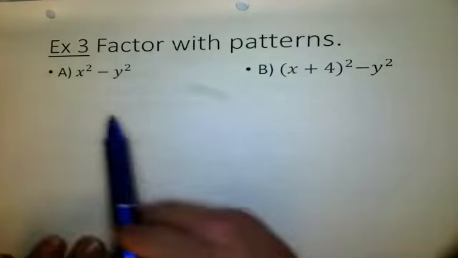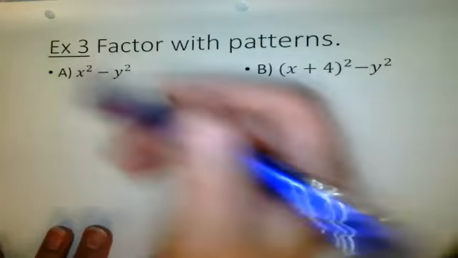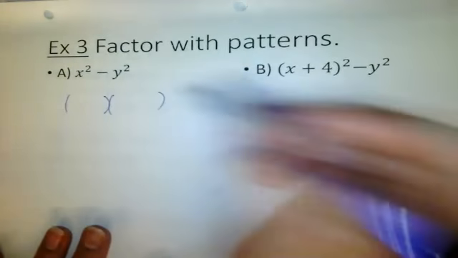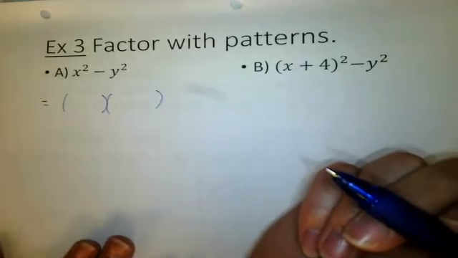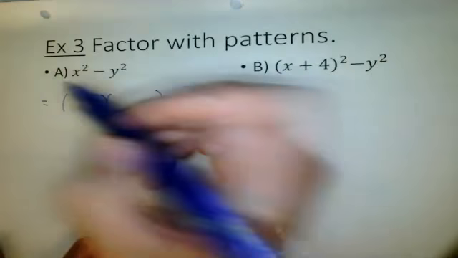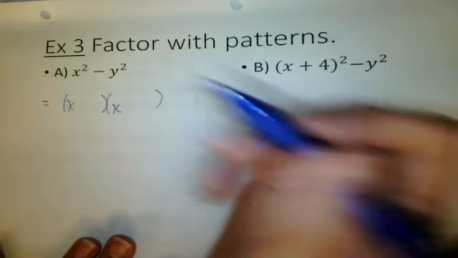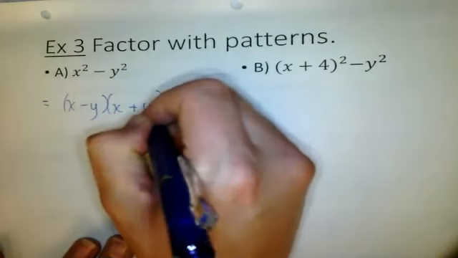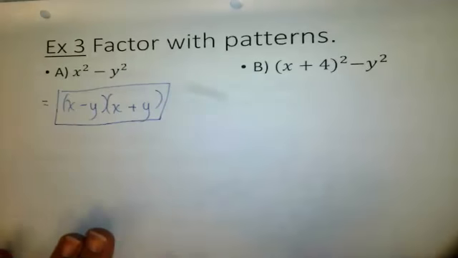So on this first one, what's this called? Difference of squares. So it factors pretty easily. How does it factor? X times x is x squared. And then negative y and positive y. Very good. So difference of squares is super easy. All right. You know how to do that.